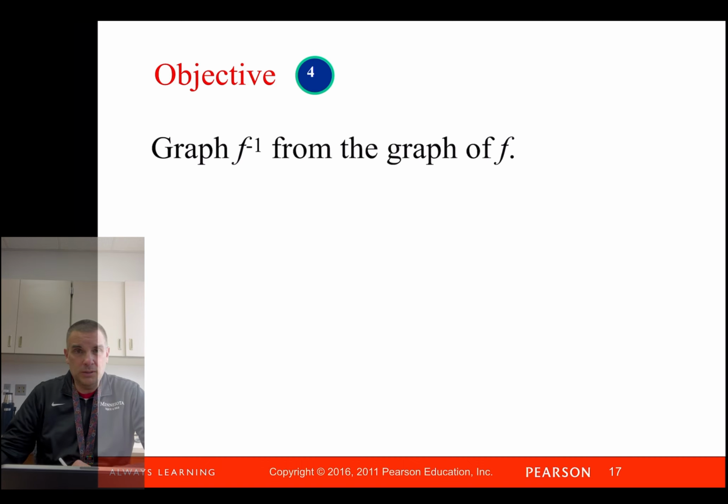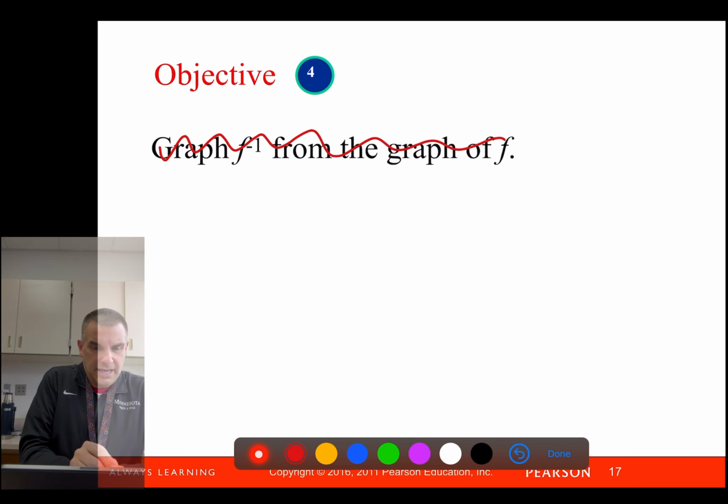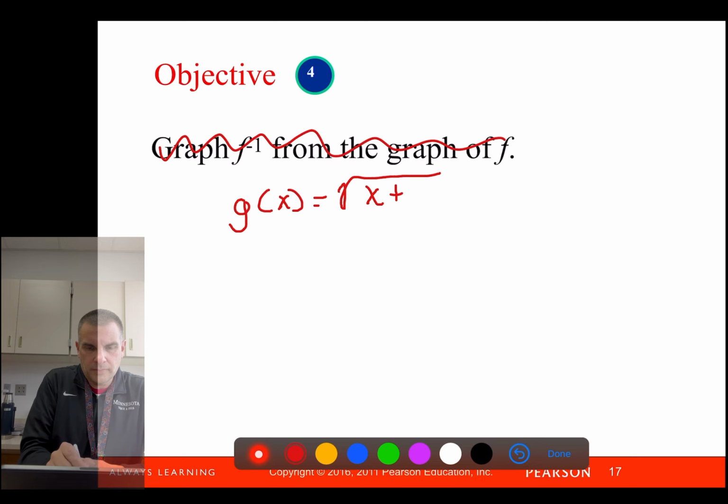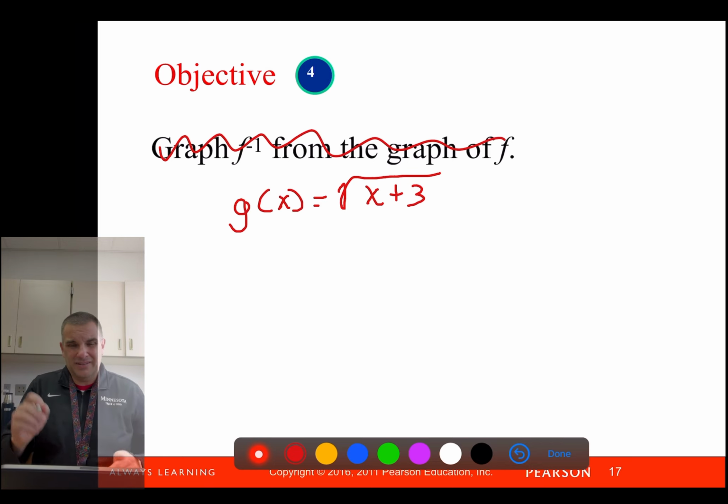Okay, I want to do one more of these. I know it says graph, but I want to do one more of these to make sure that we're okay. So let's say that we have g(x). It's no different. g(x) is equal to the square root of x plus 3. Okay, so if we graphed this, it's 1-to-1.